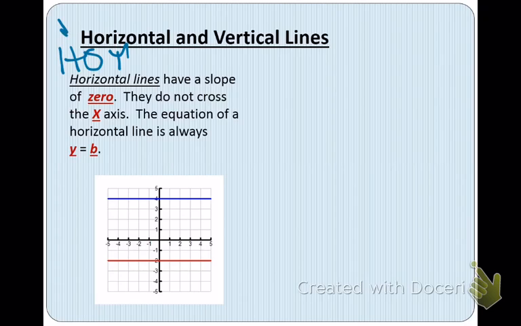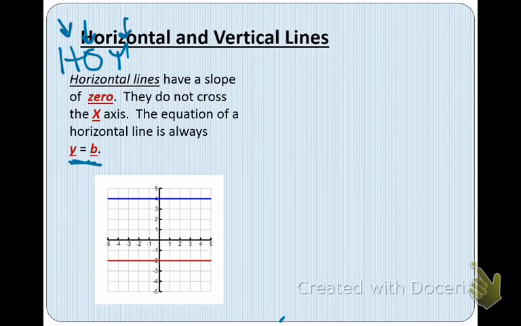But a horizontal line, there's your H. Has a 0 slope. There's your O. Has a 0 slope. And you know what a horizontal line looks like. It's not going to cross the x-axis, right? These horizontal lines down here, the blue and the red one here, they do not cross the x-axis. So what we do is we drop the x variable from our linear equation, and all we have left is the y variable. So the equation looks like y equals, and it's equal to whatever number the line hits on the y-axis, right? That's why there's a y in Hoy, because the equation of your line is just going to be y equals some number.